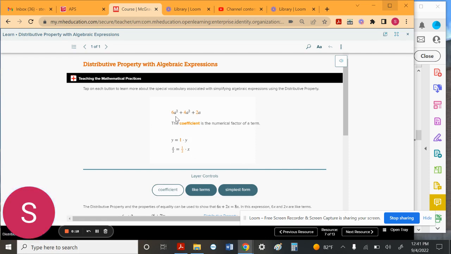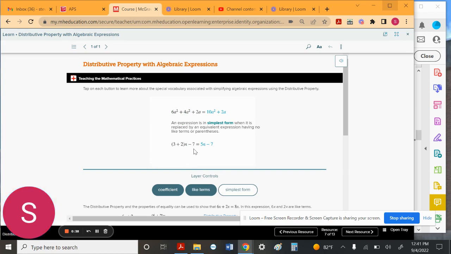Which are the like terms? That would be the a squared and the a squared. It would be these two right here because those are like terms. And then which would be the simplest form if I add those two up? That would be 10a squared plus 2a. Okay.